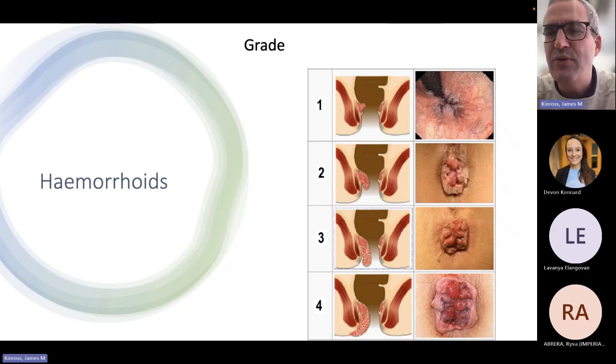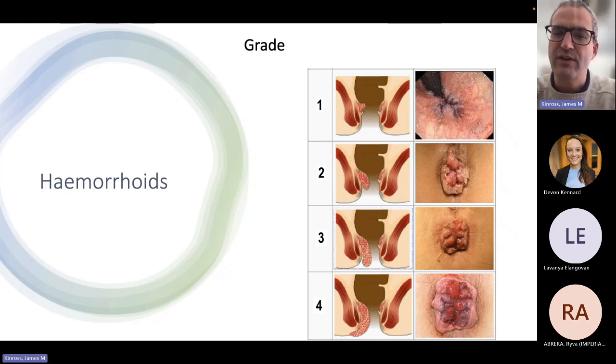Grade 2, they prolapse, but they go back in, so they'll come in and out. Typically, patients will describe straining, and that they will pop back in on their own. Grade 3, they're sort of permanently prolapsed, and quite often patients will describe pushing them in. And 4th degree typically are complicated.